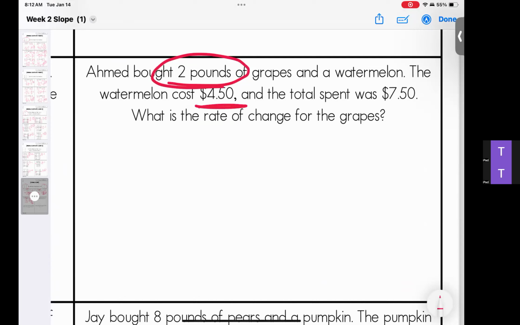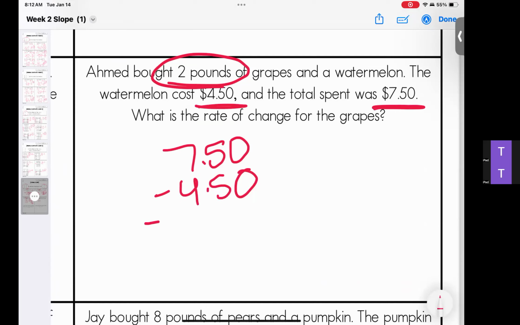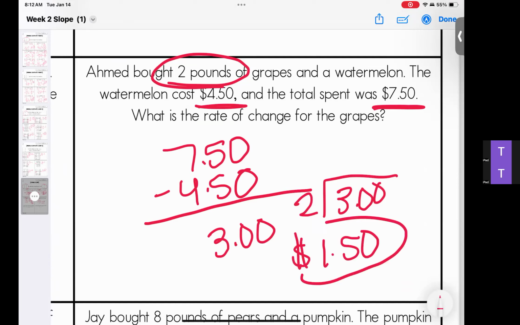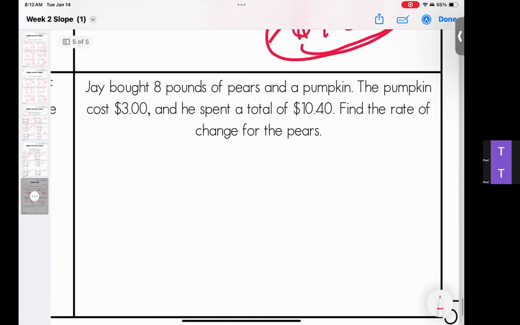Amid bought 2 pounds of grapes and a watermelon. The watermelon cost $4.50. Total spent was $7.50. So we're dealing with $3. $3 cut in half is going to be $1.50. That is our rate of change.